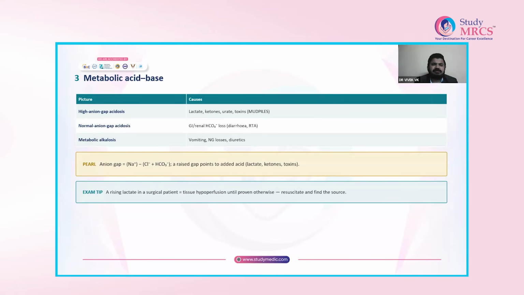And you have to calculate the anion gap also. How will you calculate the anion gap? That is the difference between the measured cations and the measured anions. Measured cation means that is the sodium. Measured anion means that is the chloride and the bicarbonate.